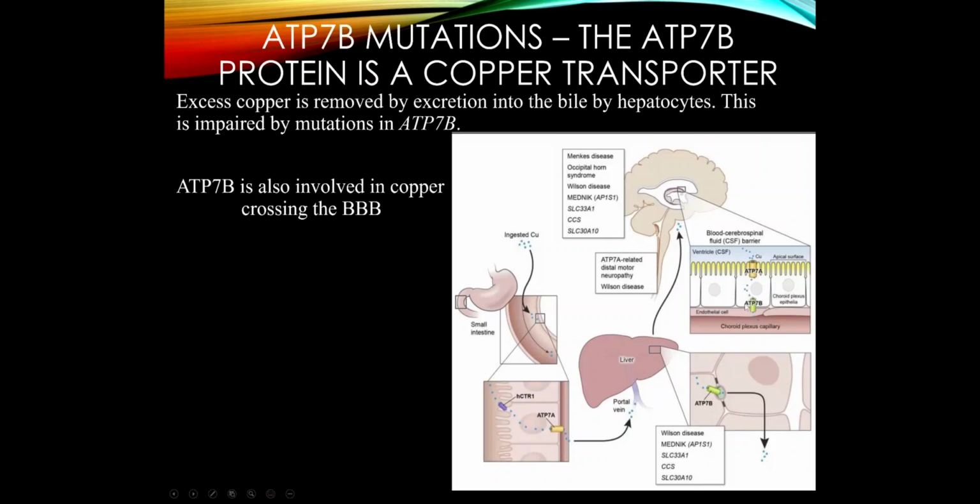And interestingly, there's another copper transporter here in the blood-brain barrier. There it is again, ATP7B. And so dysfunction here may be involved in that copper getting into the brain. You can see there are a bunch of other conditions that result in abnormal copper deposition, but Wilson's is the only one that you need to know about.